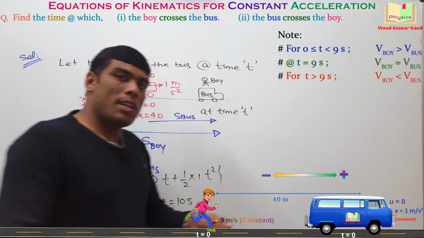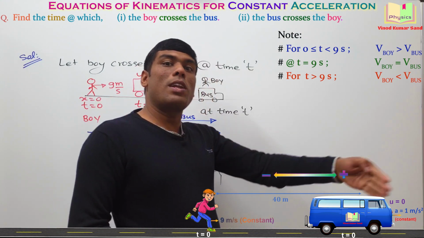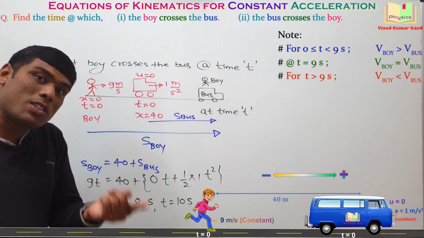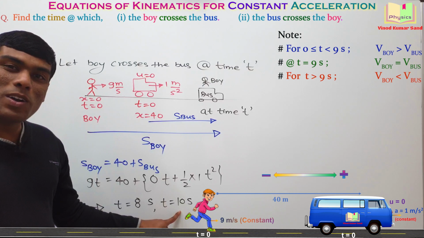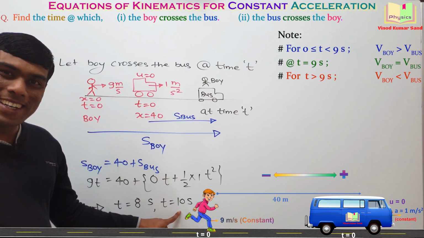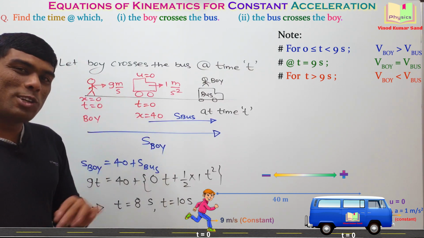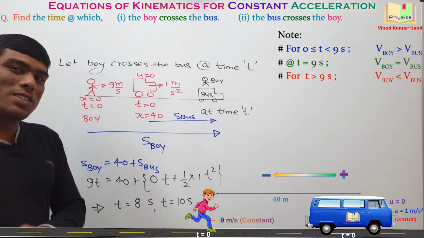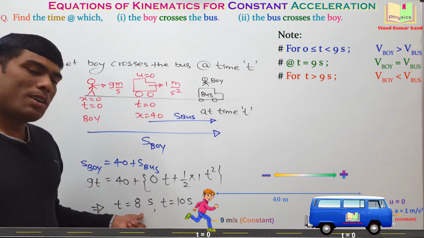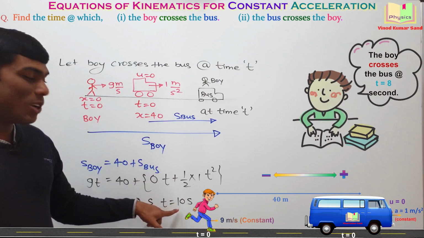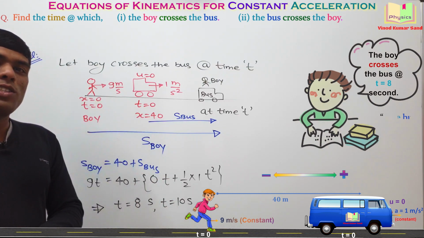So the boy is running at his own speed and there will come a moment when the bus will cross the boy. That is t is equal to 10 seconds. Getting it? Pause the video here and think about these statements. At t is equal to 8 seconds, the boy crosses the bus. At t is equal to 10 seconds, the bus crosses the boy.